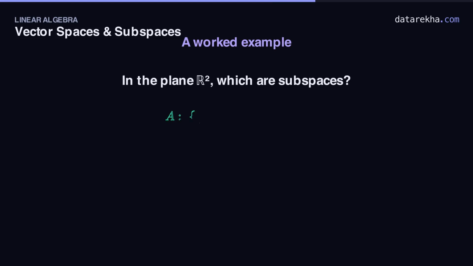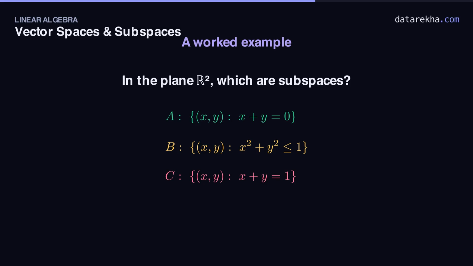Time for the algebra. Work in the plane and look at three sets. Set A, the points where x plus y is 0. Set B, the points where x squared plus y squared is at most 1. And set C, where x plus y equals 1.